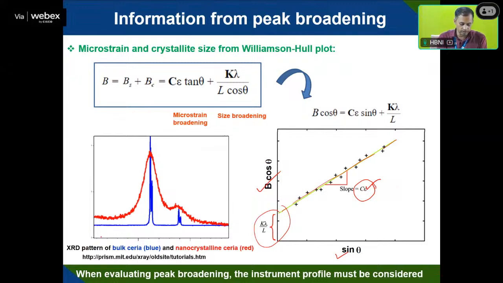So you can see here, this is the diffraction pattern, the blue line is the bulk. When you go to nano, you can see the red line. You can see how much it's broadened. This broadening is mainly due to the particle size and strain. So those things you are able to identify using either the Williamson-Hall plot or the Scherrer formula.